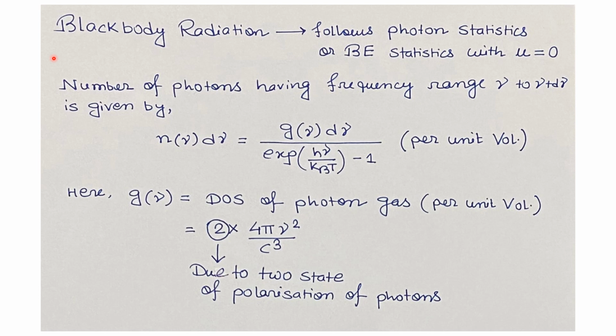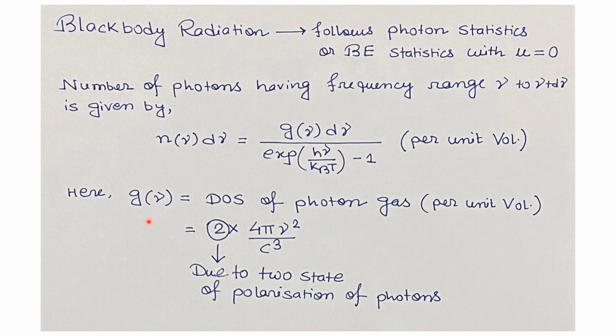Before going to the solution part for this question, we first quickly recapitulate the concept of blackbody radiation. Blackbody radiation follows the photon statistics or Bose-Einstein statistics with the chemical potential mu equals 0. The number of photons having frequency range from nu to nu plus d nu is given by n(nu) d nu equals g(nu) d nu divided by exponential of h nu divided by kBT minus 1, per unit volume.